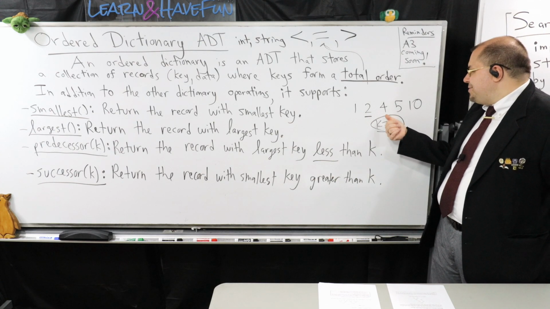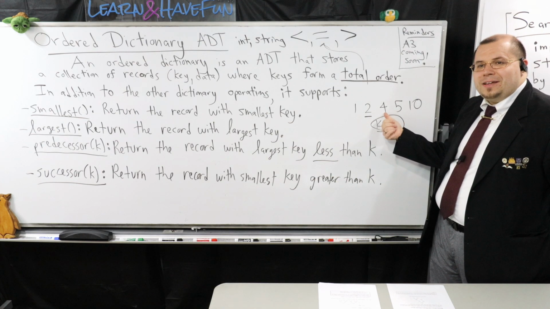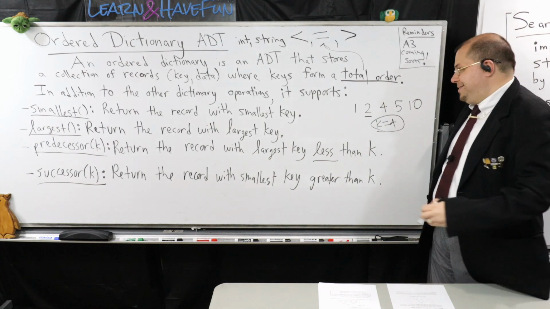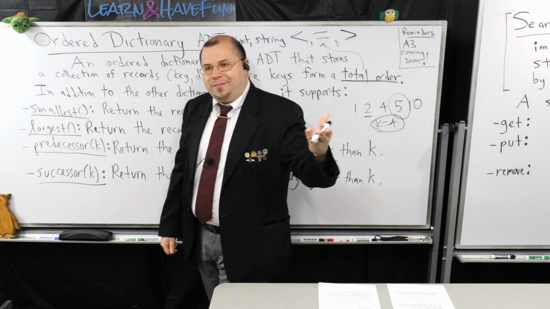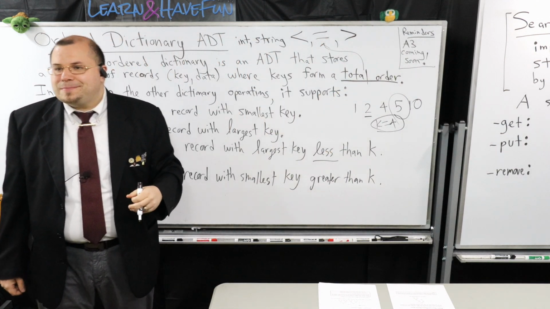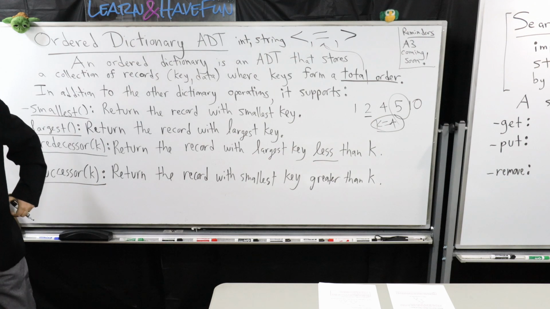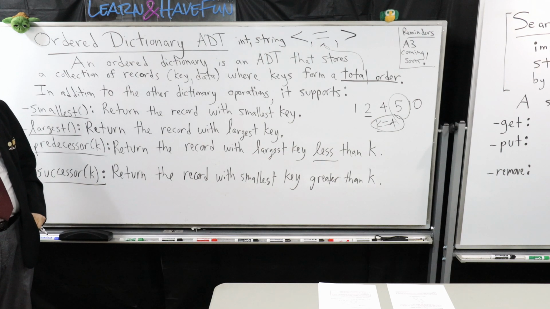So what's the successor of 4? It's 5. It's the one that comes after. That's all it means. That's what successor means, right? What comes after this key? So what if there are two 4s that are less than?